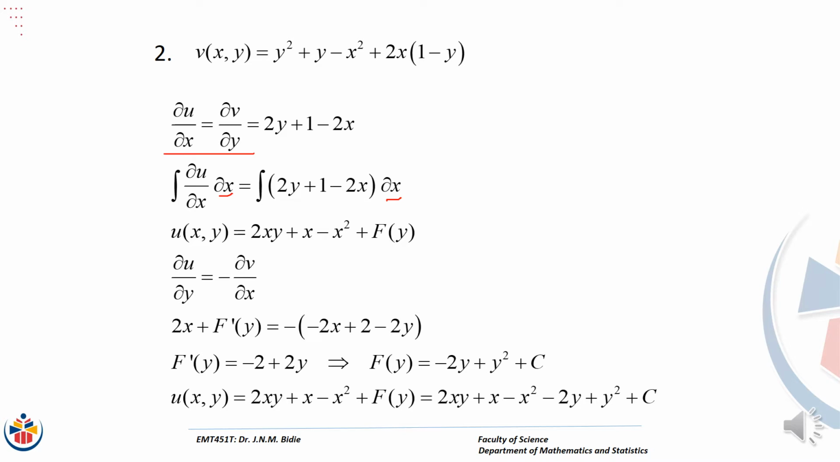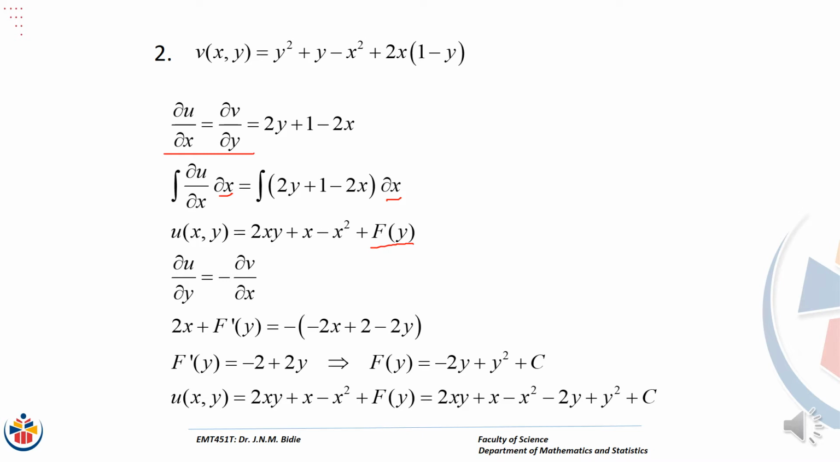And then the integral of 2y with respect to x is 2xy. The integral of 1 with respect to x is x. And the integral of negative 2x is negative x squared, because it's going to be negative 2x squared over 2. 2 and 2 will cancel. Note, because we're integrating with respect to x, we say plus f of y. The function that we add takes the other variable.